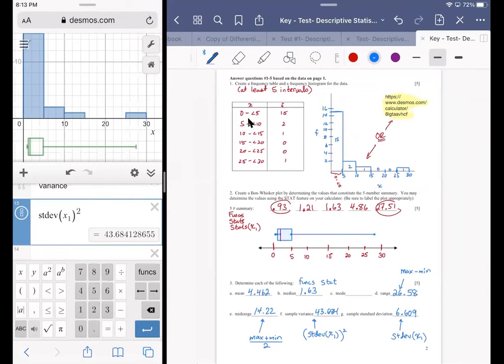Now, if it's a conceptual mistake, as in you didn't know what the heck you were doing, that's a different story. But if it's data entry and you give me your work, I can always figure out where the error is.